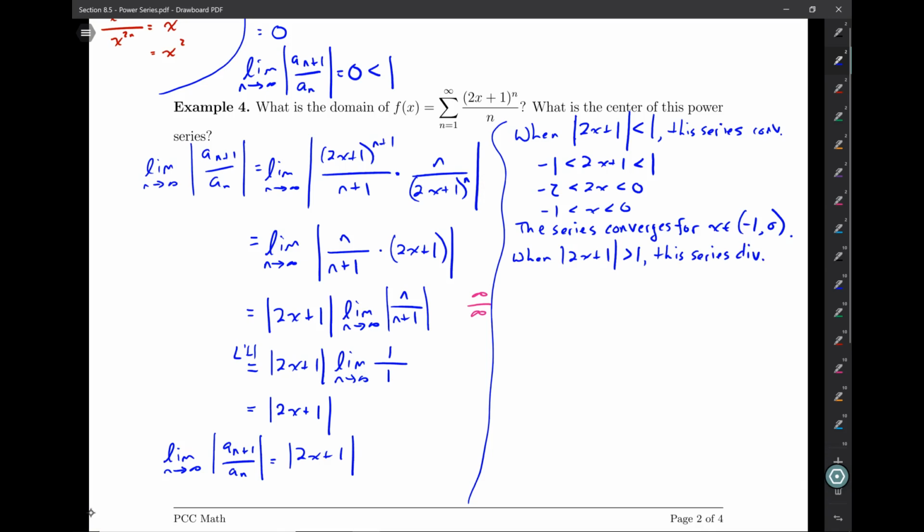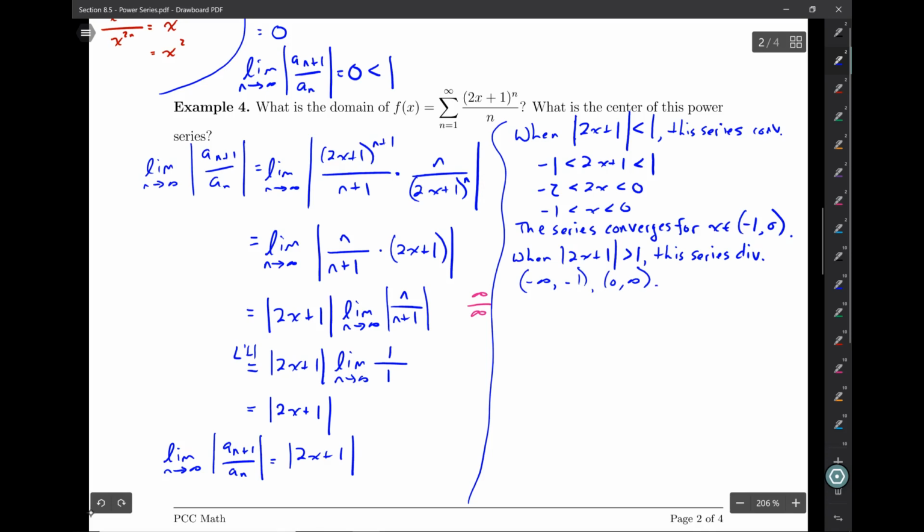Now, so when this inequality is greater than 1, we are going to get that this series diverges for all the values outside of negative 1 to 0. So it's going to be divergent from negative infinity to negative 1, and also divergent from 0 to infinity.